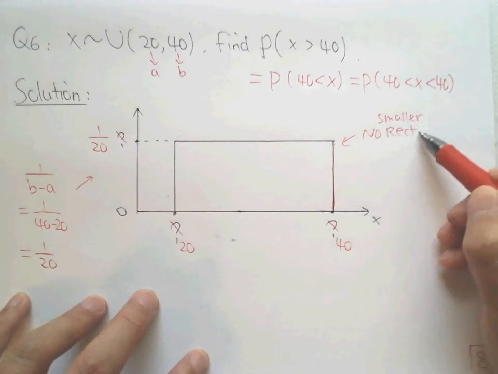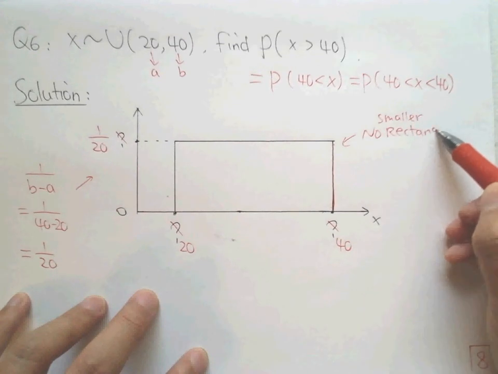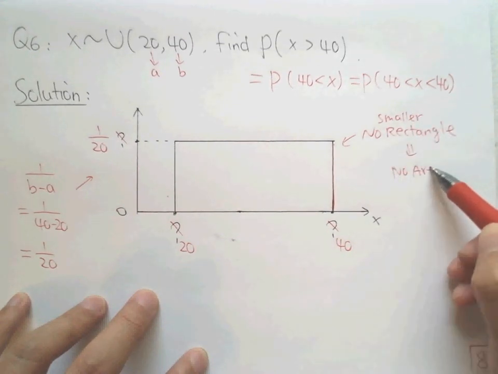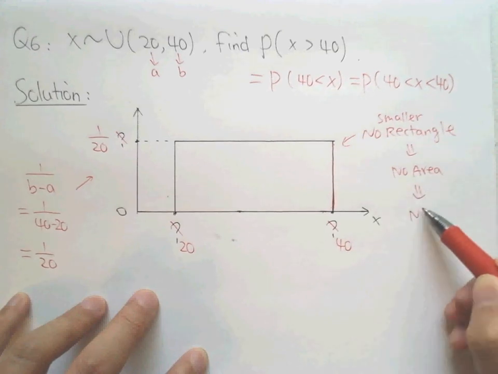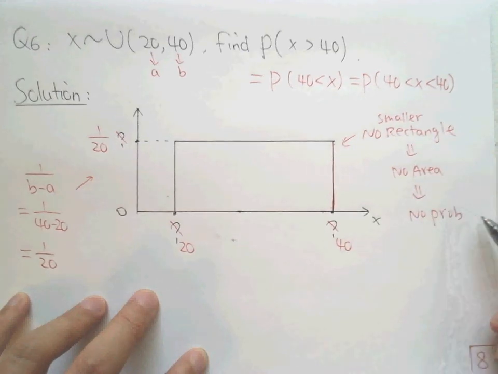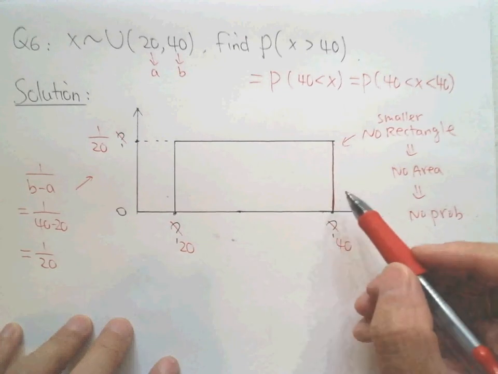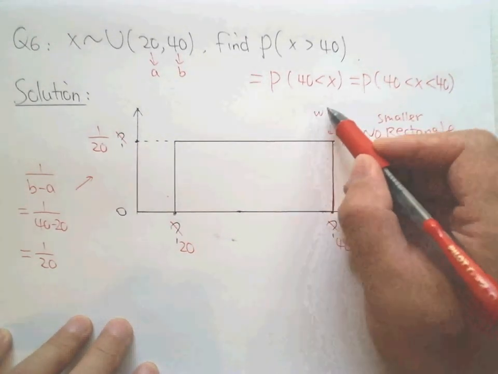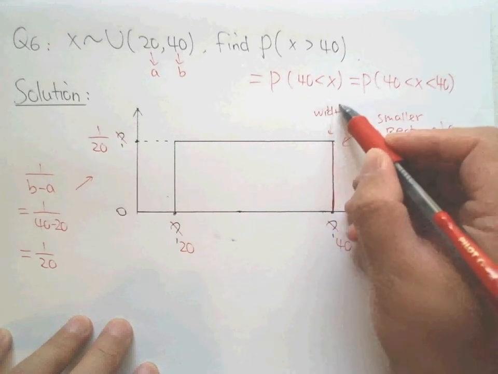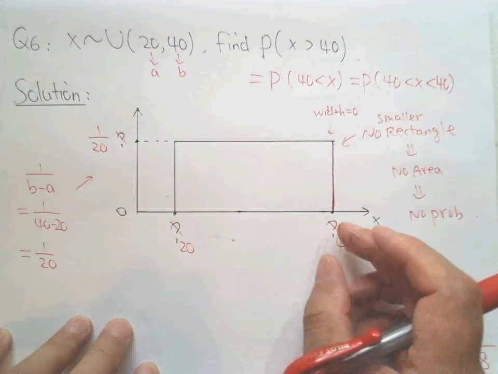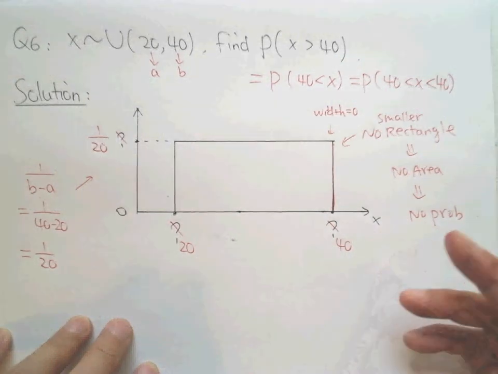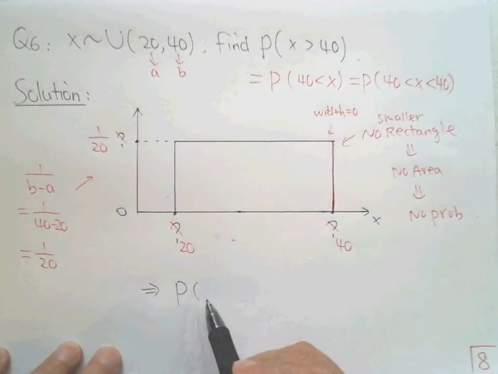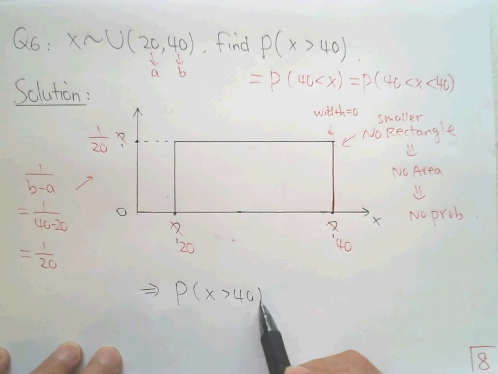No rectangle. See, no small rectangle. No smaller rectangle means what? No area means no probability, right? Or you can say the width is 0. The width is 0. Or you can say the width equals 0. Why? Because it's 40 to 40, the width is exactly 40 minus 40 is 0.